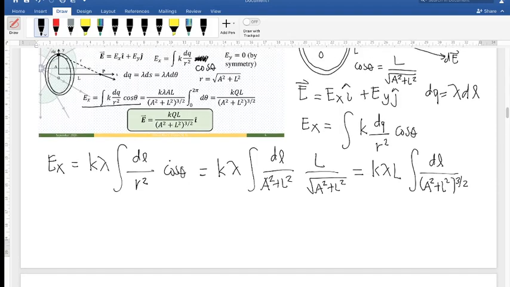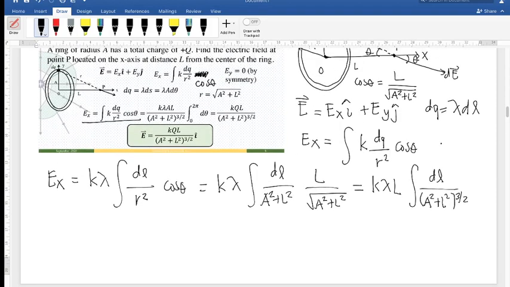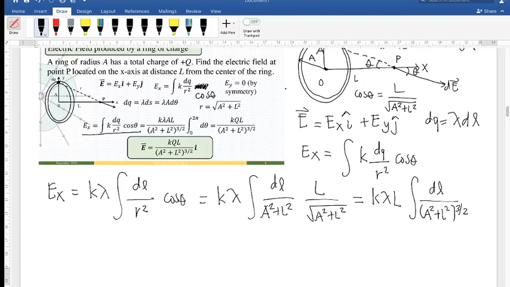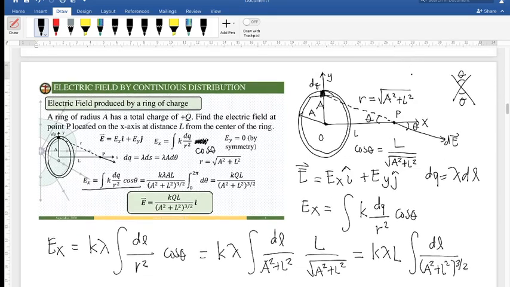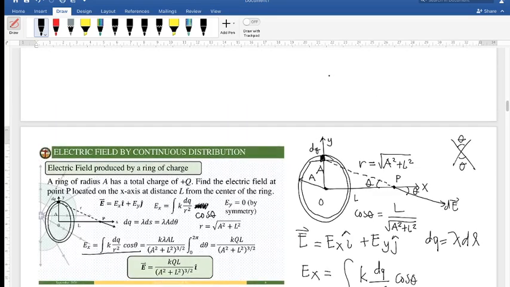So how about DL? How can we get DL? Now, as you can see here, your dq is actually like an arc, di ba? If we zoom out, it looks like a part of the ring. So when we zoom out, your dq is approximately like that.